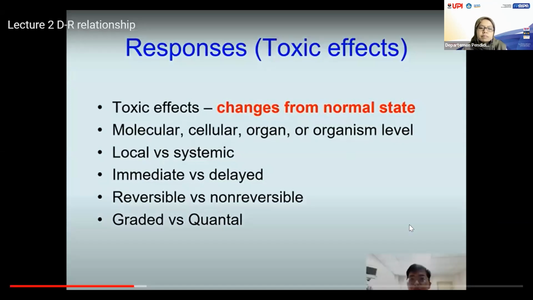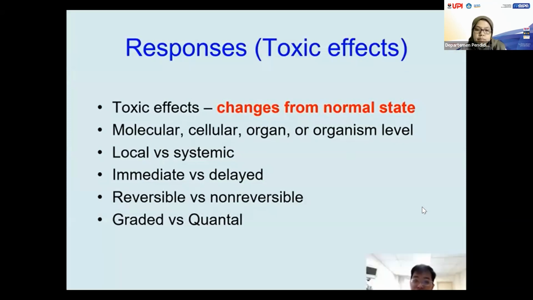For example, if you are using some cancer-causing substance, you can say cancer is one of the responses, or the growth of a tumor. If you talk about managing hypertension, we can use a decrease in blood pressure as one of the responses. If we talk about the toxic effect, of course we use the toxic effect as the response. If we talk about drugs, then we use the recovery or beneficial effects as the responses. It can be molecular, cellular, organ, or organism level, where organism level usually means death.